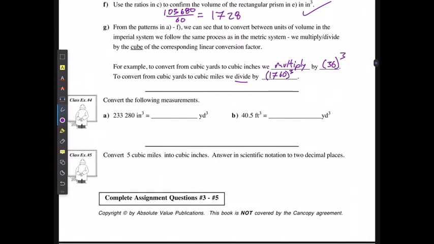So if we put it into practice, if we have 233,280 inches cubed and we want to convert it to yards cubed, I would take 233,280 inches cubed divided by 1, and multiply that by 1 yard cubed over 36 to the power of 3 inches cubed. And I get 5 yards cubed.